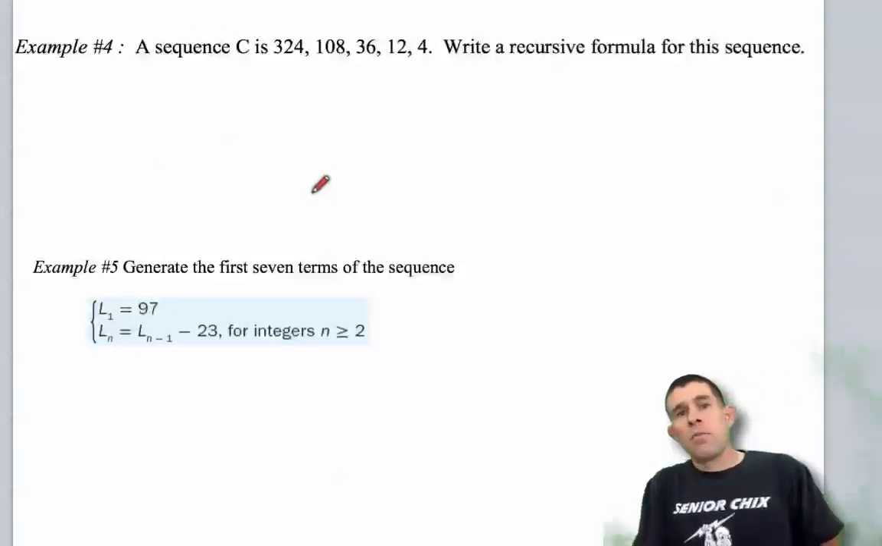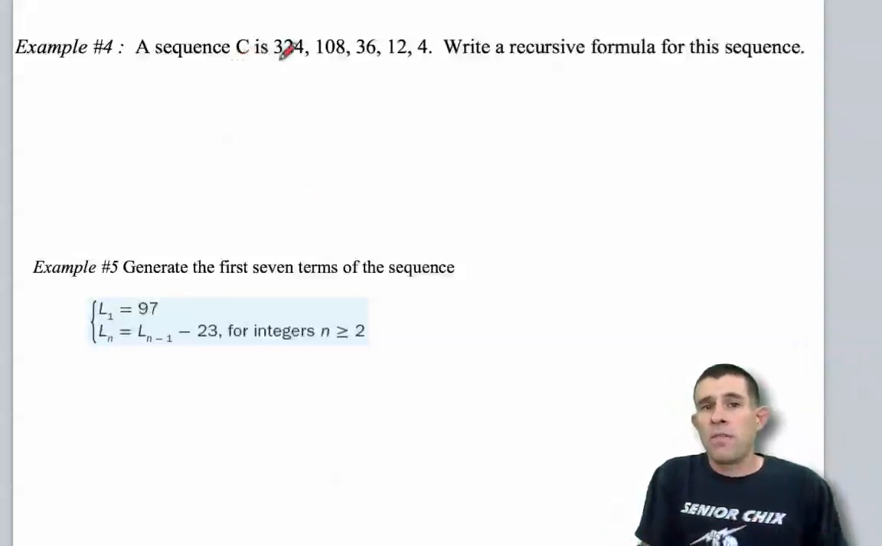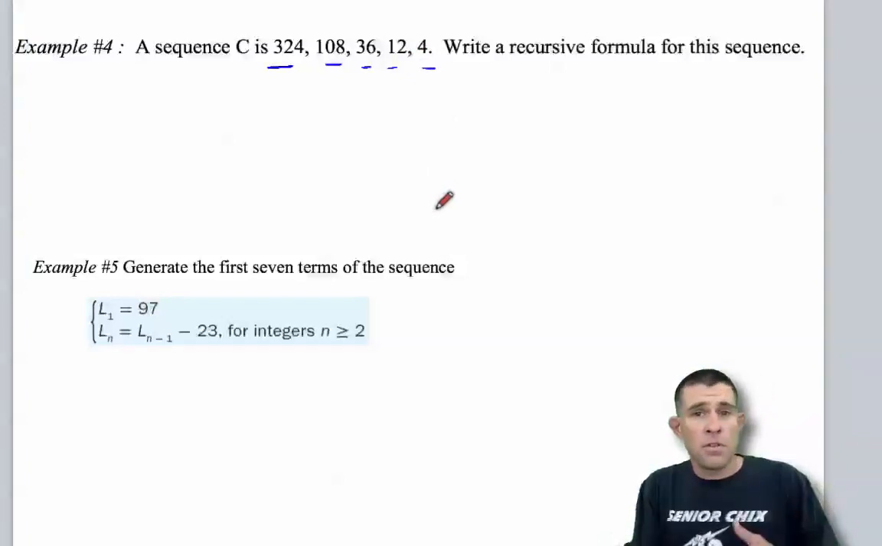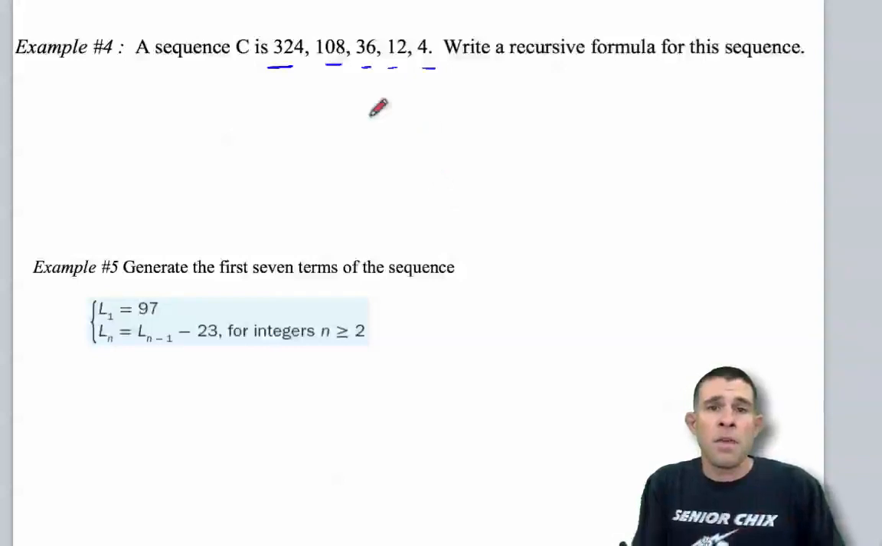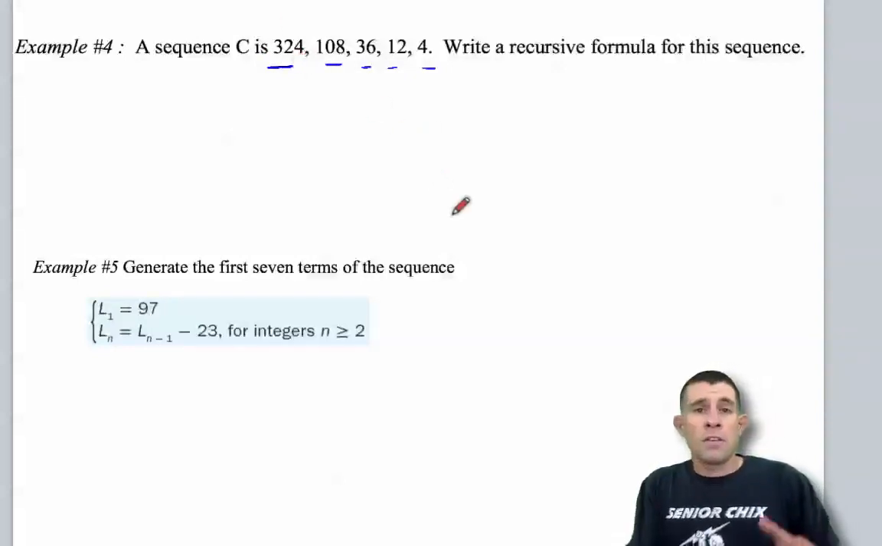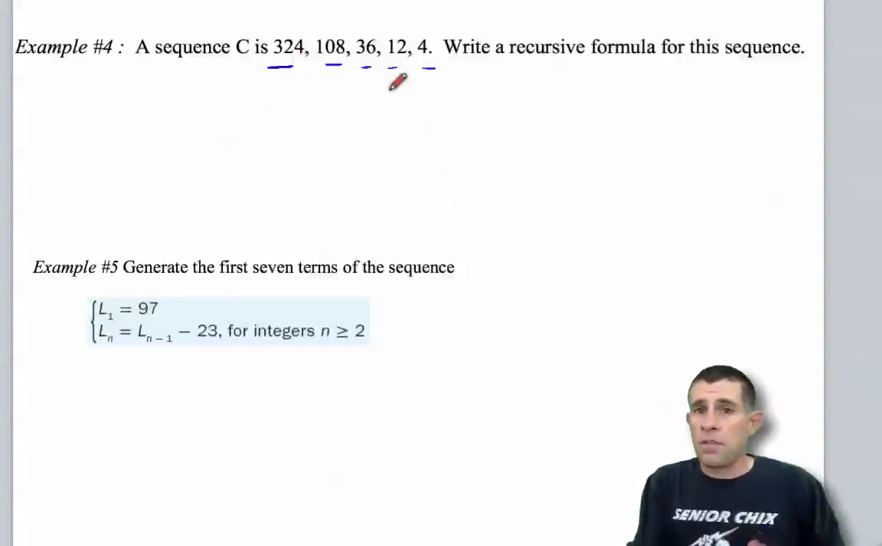All right, example 4 gives us the same thing here. We have a sequence, 324, 108, 36, 12, and 4. Again, it looks like they're being reduced, but not by a constant amount each time, like in the previous example. In this example, we're actually dividing the previous term by 3.